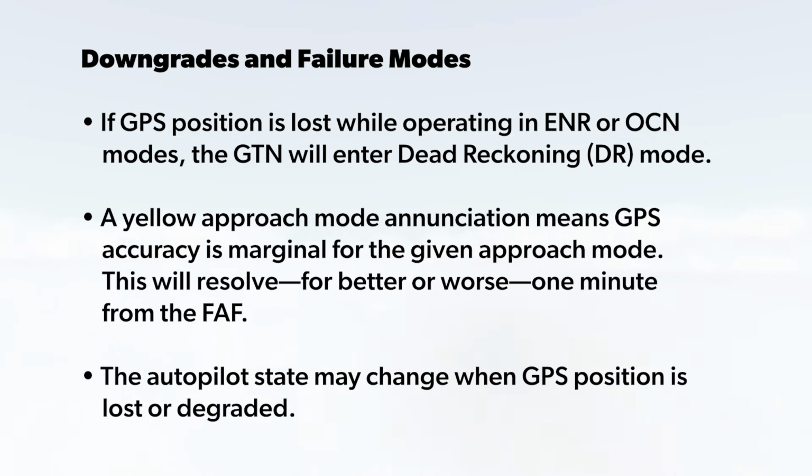If GPS position is lost while operating in en route or oceanic modes, the GTN will enter dead reckoning mode. A yellow approach mode enunciation means GPS accuracy is marginal for the given approach mode. This will resolve, for better or worse, 1 minute from the final approach fix. The autopilot state may change when GPS position is lost or degraded.